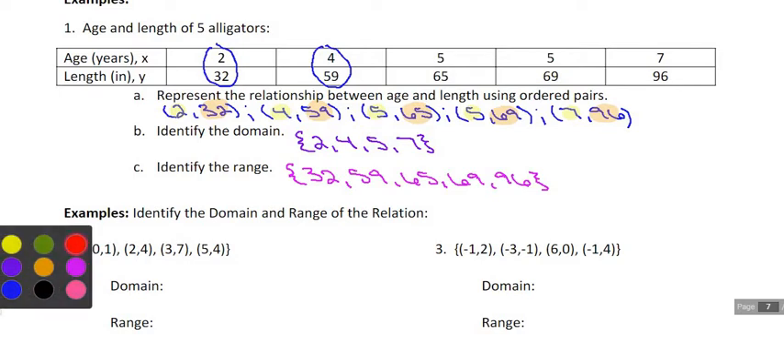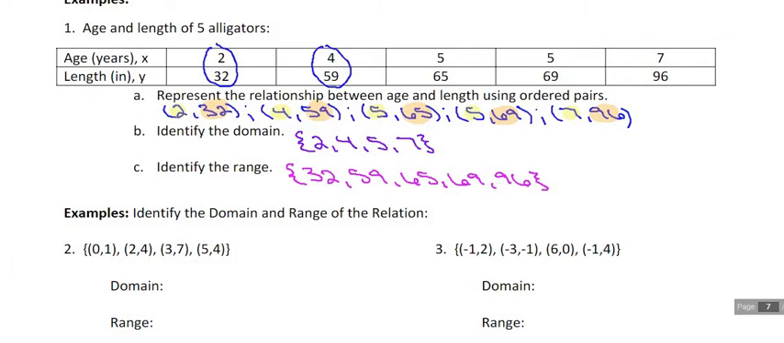If I asked you whether or not this was a function, we would say no, this is not a function due to the fact that the x value of 5 is repeated. It has 2 different y values. So it's not a function because x of 5 has multiple y's.